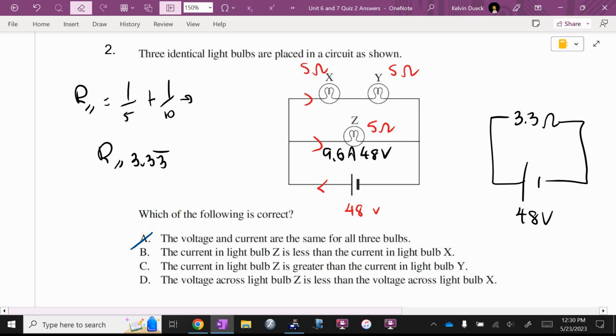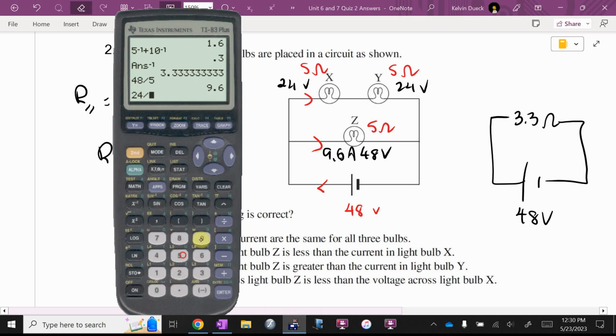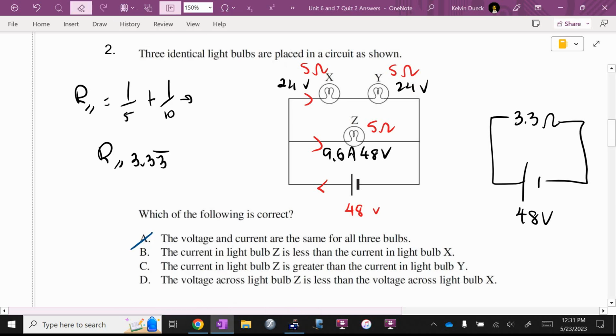How many volts are flowing through the top branch? 48 in total. Is each resistor identical, Ashley, on the top branch? Are X and Y the same? Yes. I saw you zoning out. That's why I'm bringing you back. Are X and Y the same? Yes. Well, you know what? This is going to be 24 volts. This is going to be 24 volts. And I can now tell you the current. It's going to be 24 divided by 5. It's going to be 4.8 amps flowing through here. And 4.8 amps flowing through.